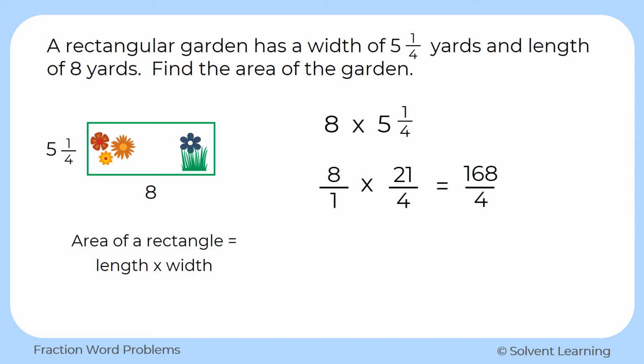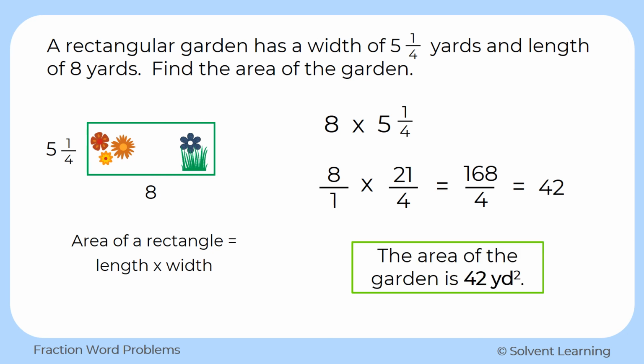We multiply the 8 times 21, we get 168 for the numerator. For our denominator, 1 times 4 gives us 4. Then we can simplify this by dividing. Remember that a fraction can be simplified using division, and in this case our denominator is actually a factor of the numerator, so we're going to get a whole number as the answer. So we do 168 divided by 4, and we get the whole number of 42.